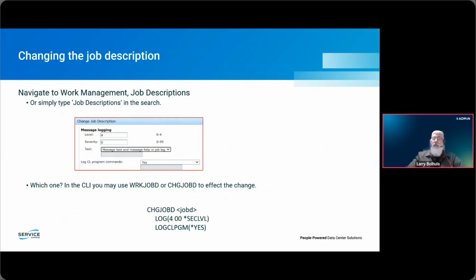I have a question in the chat that says, what would you likely see in an interactive job log? In there, you're going to see every command that you typed. Right? So you'll see I typed in this, I typed in that, display job, work active job, work spool file. You'll see all of those commands in there. You'll see any messages that were issued for that.